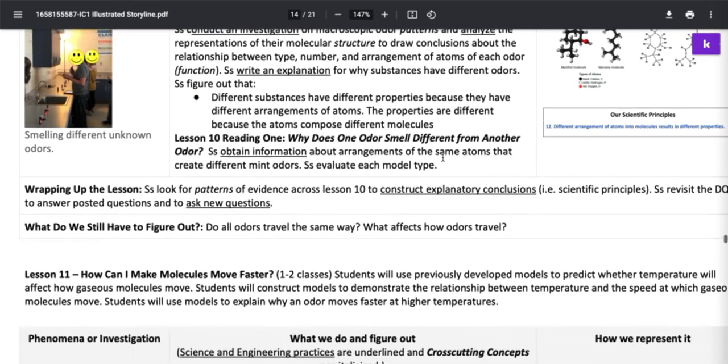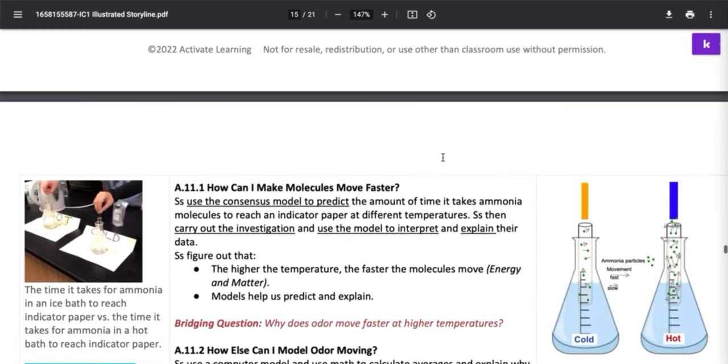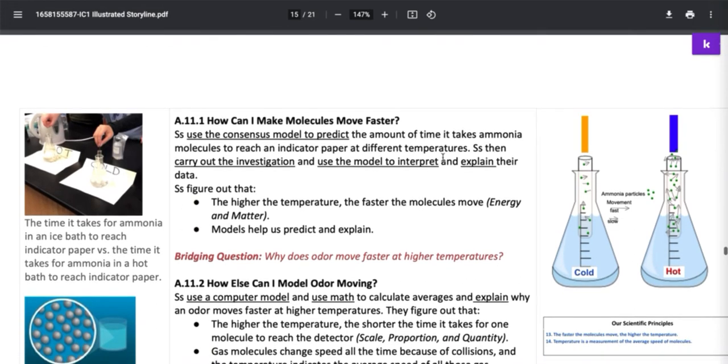And that's kind of the bulk of this. So it has them do some activities of smelling a bunch of things. It has them looking at how when you heat up a substance, the particles move faster. So this is basically looking at, I think it's ammonia. If it's cold, it'll turn color very, very slowly. If it's hot, it changes color immediately.